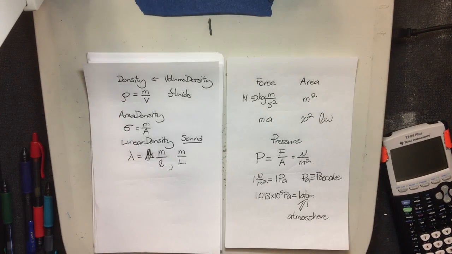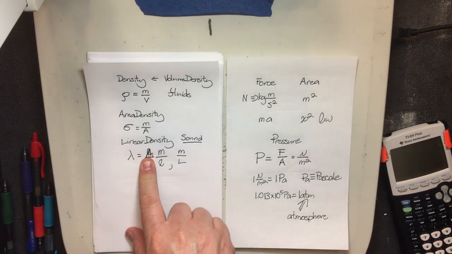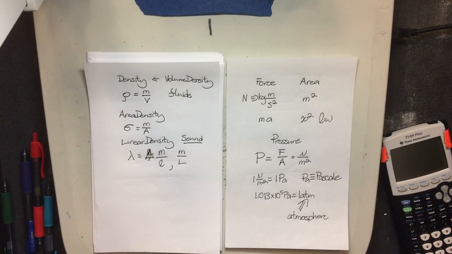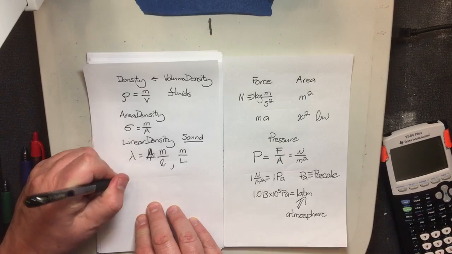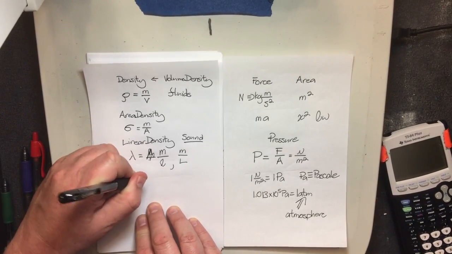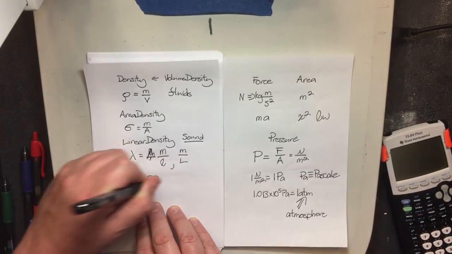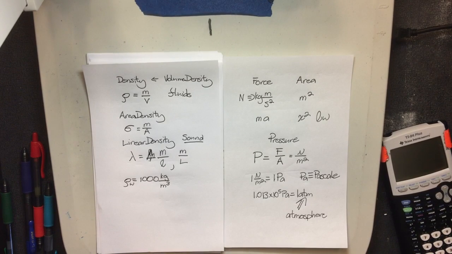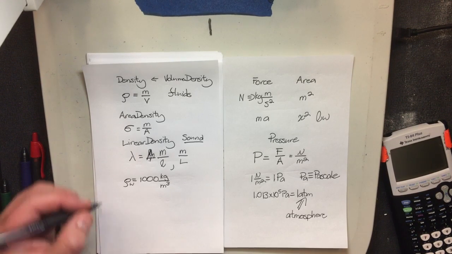Area density we almost won't be using. But linear density we will use in a little bit, and density is our common one, we'll be using that frequently right now. Some common densities, I just remember this. Density of water is 1,000 kilograms per cubic meter. That's pretty much like the universal constant for common densities, it's water.